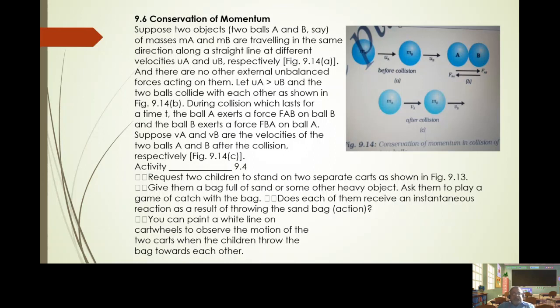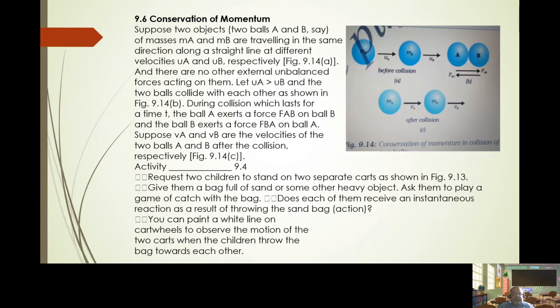Now, we are finished with the three laws of motion. Now, let's get on to conservation of momentum. Suppose two objects, balls A and B, with masses MA and MB, are traveling in the same direction along a straight line with different velocities UA and UB respectively, and there are no external unbalanced forces acting on them. Let UA be bigger than UB, and the two balls collide with each other.